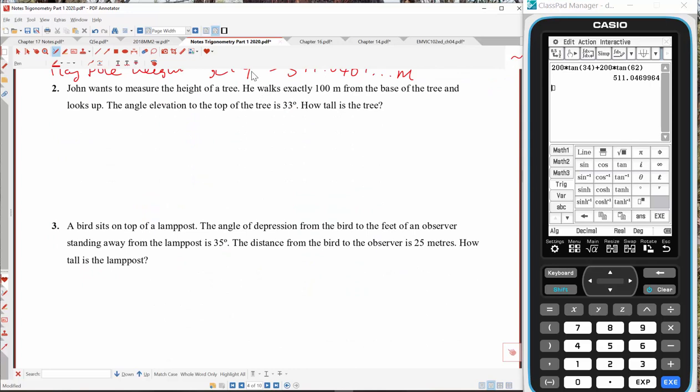Okay, John wants to measure the height of a tree. So what you want to do is draw these particular ones. So here is my tree. He walks exactly 100 meters from the base of the tree. So that's 100. Here is John here. So he starts at the tree, walks 100 meters and then looks up.